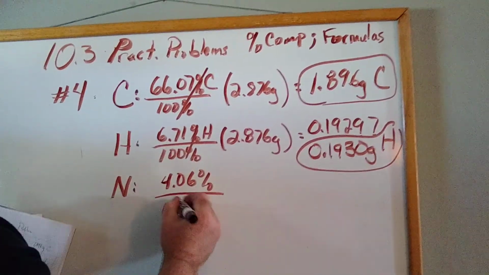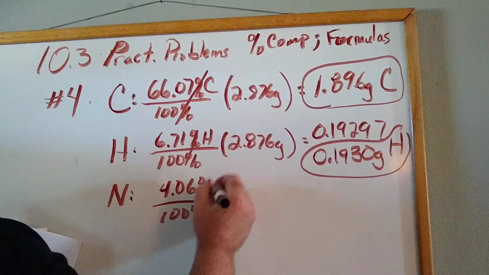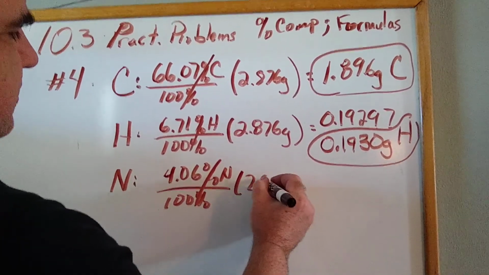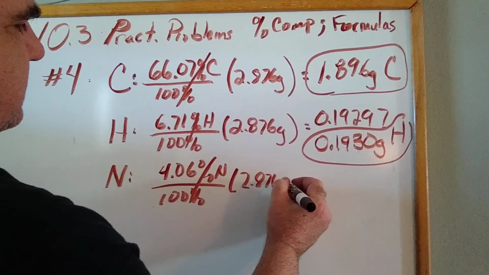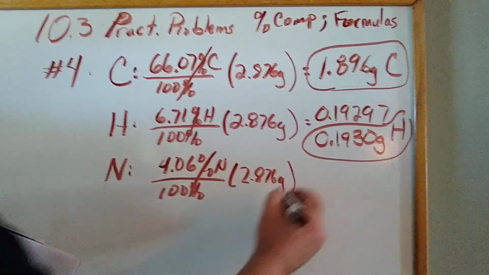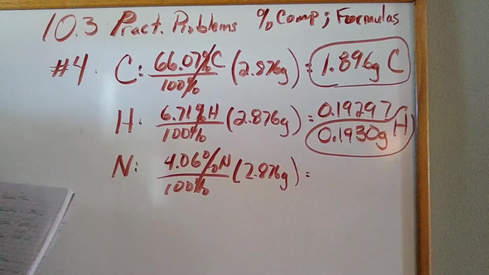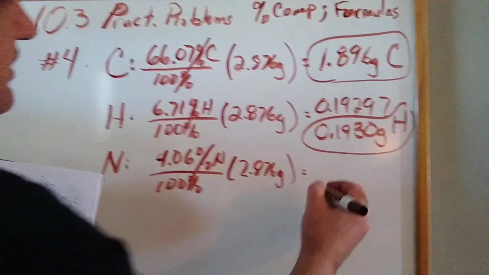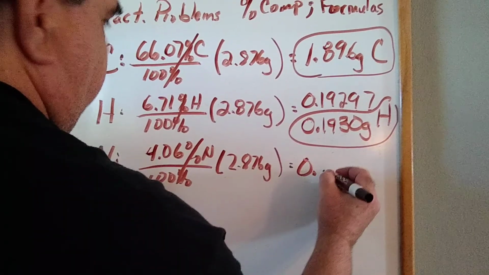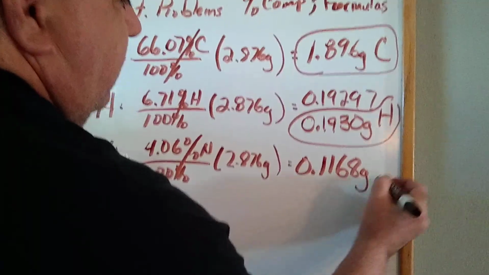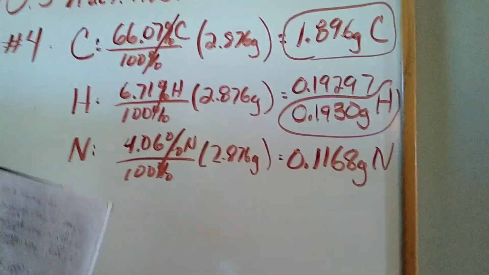4.06% divided by 100%. The percents cancel out. We multiply that by 2.876 grams of our whole substance. And this one I'm going to round off too, because it comes out at 0.11676. So again, we can only have 4 sig figs. So 0.1168 grams of nitrogen.